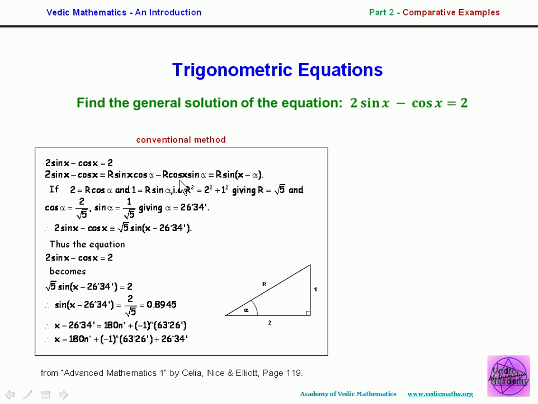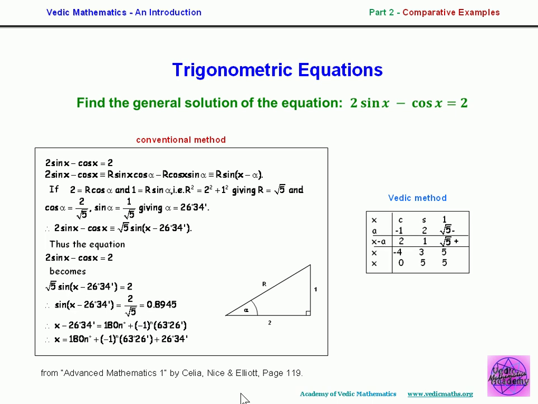They have to select the right formula to use. They have to make their substitutions. They have to use the calculator to work out alpha. Then they get this equation. They have to divide 2 by √5. And eventually they get the answer. But we can solve this much more easily in the Vedic system using triples, and this is the entire working.